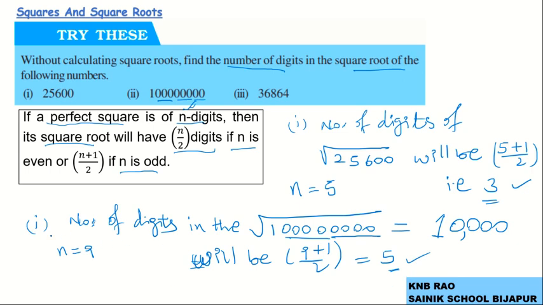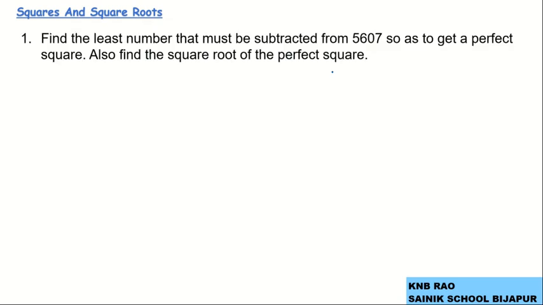So this is question number 2. I hope you can answer now in this. Here we have 5 digits, therefore in its square root we have 3 digits. So, this is how we can answer without even finding the actual square root of a given number. Now, coming to the question number 1.